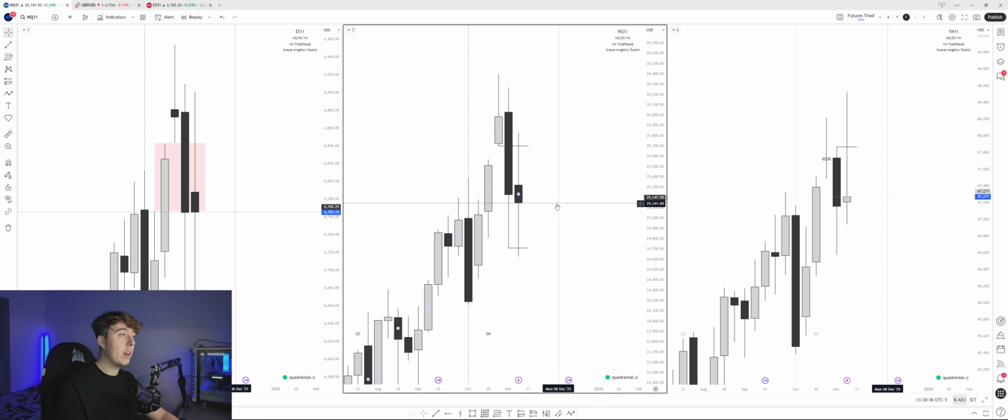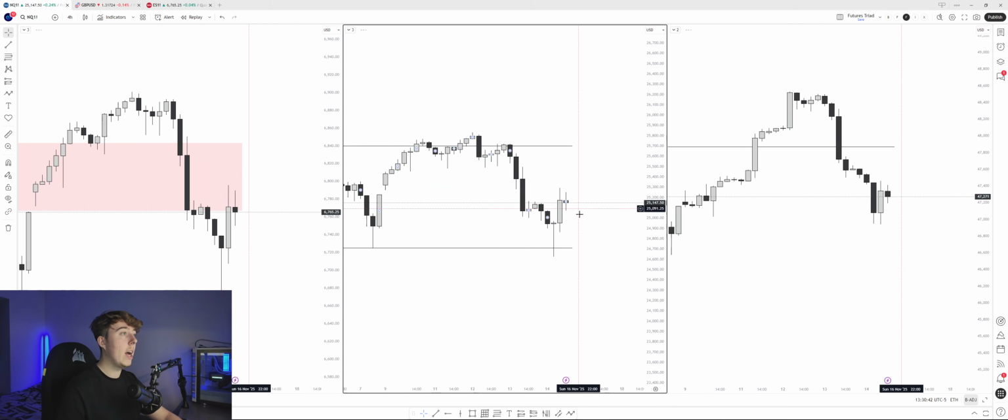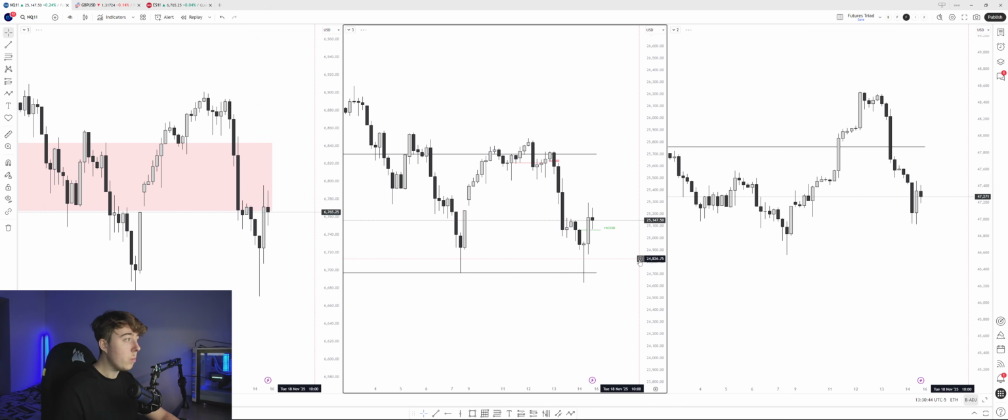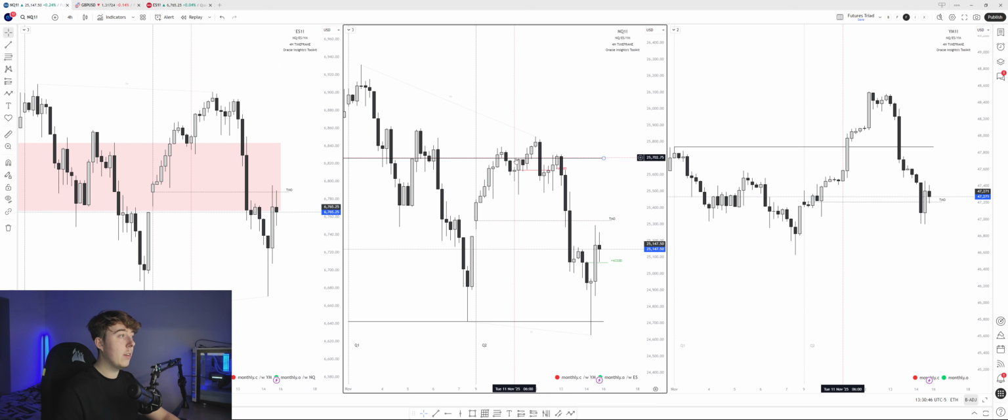So we'd be looking for Monday, Tuesday, the start of the week, to put in the high of the week and then trade away from there. So now if we drop down to the 4-hour time frame, you can see this line here is the rebalance, right? So this is where we expect price to trade towards.